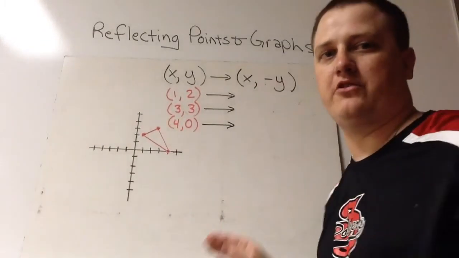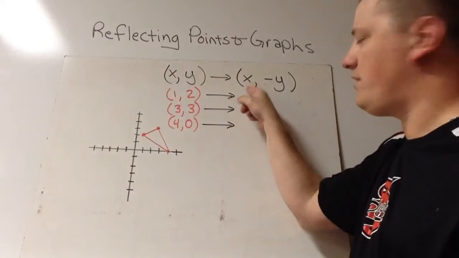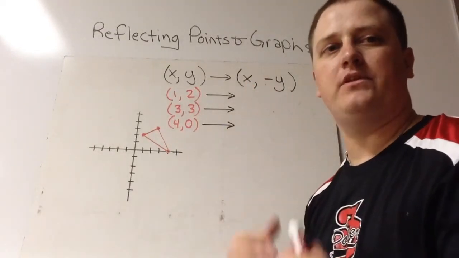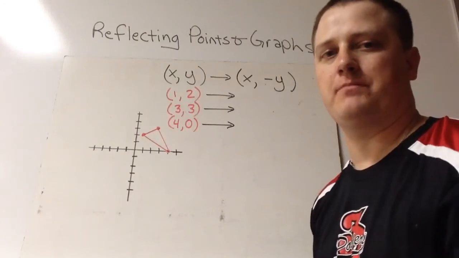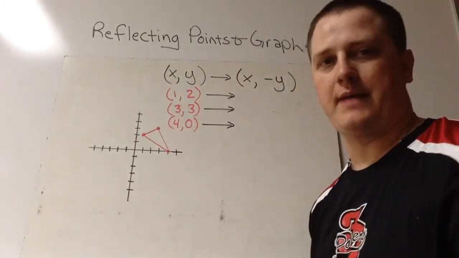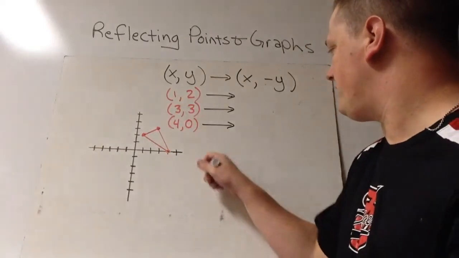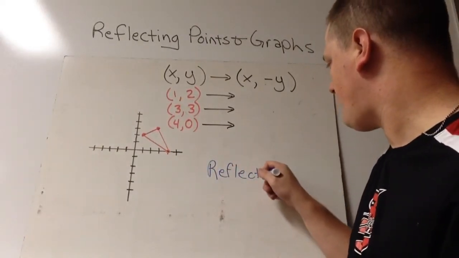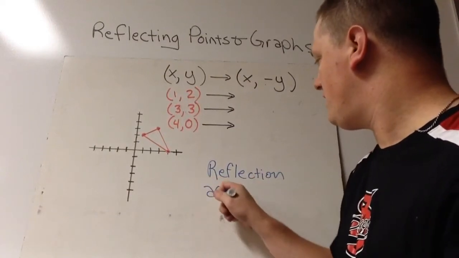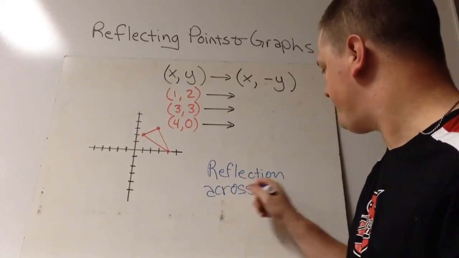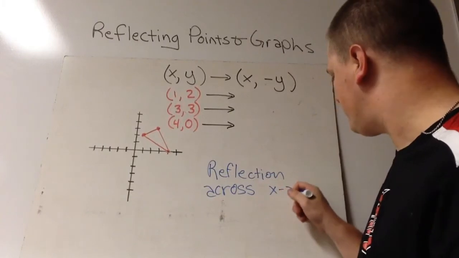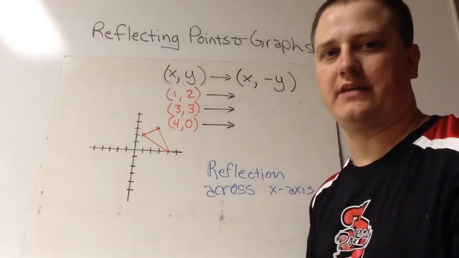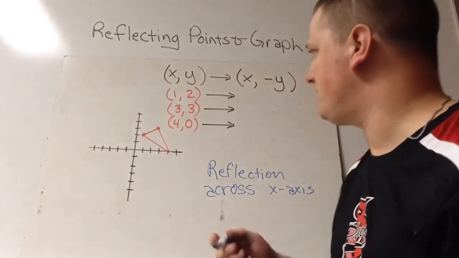So I've got the same picture as before, but this time instead of turning the x negative, we're going to turn the y negative to look at this reflection. I'm sure many of you already know what type of reflection this is. This is going to be reflection across x-axis. Or the last one was across the y-axis, this one will be across the x-axis. Let's look at what that looks like.